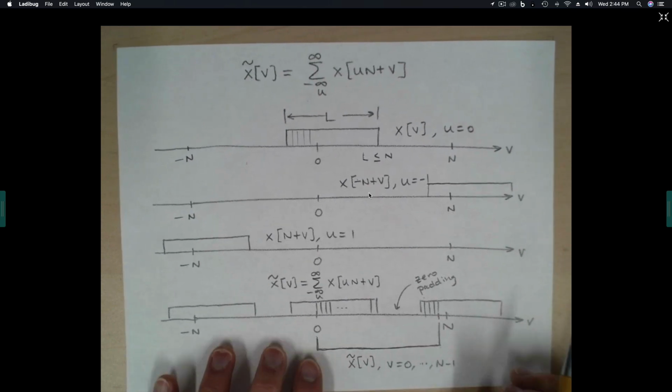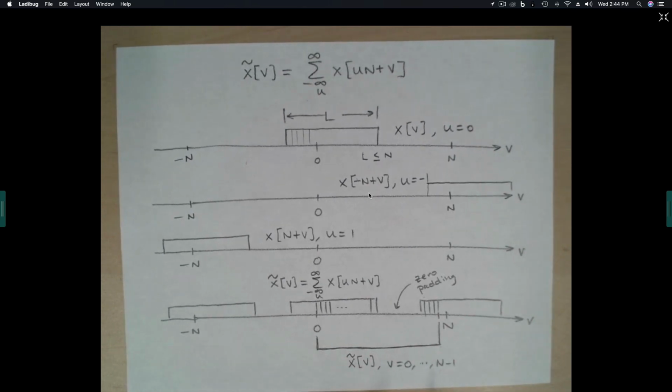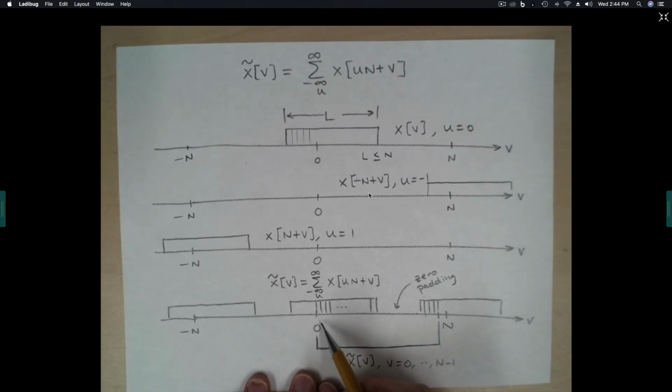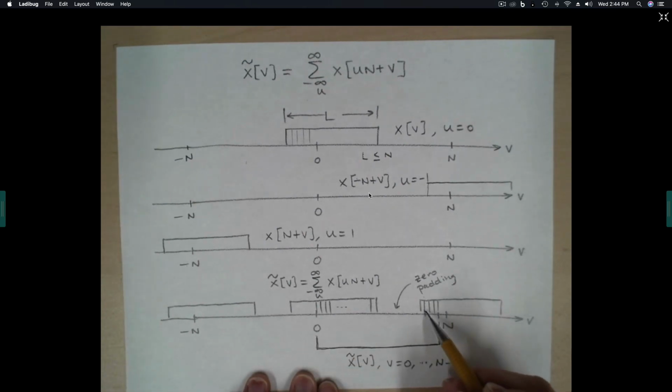So this is going to help you in homework number 7, because there's a problem there where you have an infinitely long signal which you window to obtain a finite length signal, but some of those samples are at negative time indexes. So what you're going to have to do is take those negative time samples and stick them on the right hand side and do your zero padding in the middle.